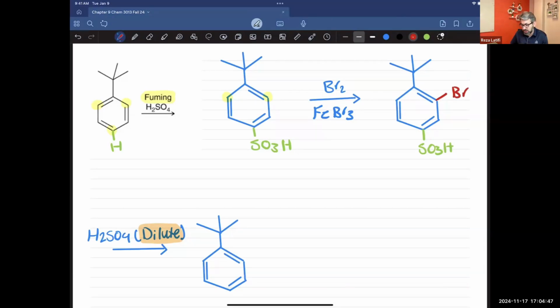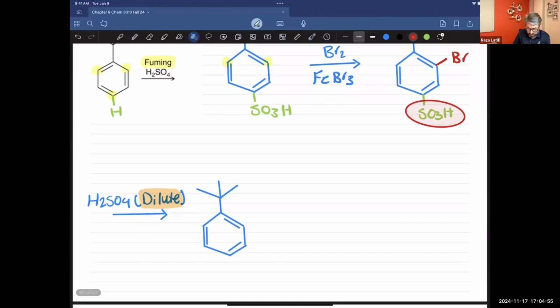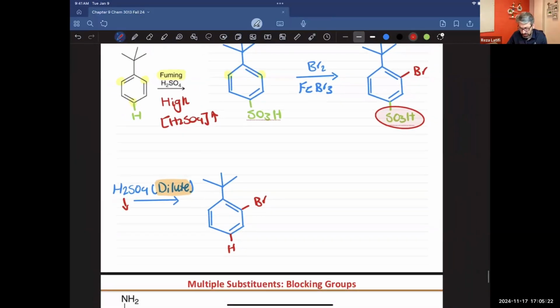Okay, this is our product, but we need to get rid of this substituent, and the way I'm going to get rid of it is to use a low concentration. So this one will be a low concentration or diluted solution, while the first one was a high concentration. So the concentration of H2SO4 was high, and here the concentration is going to be low or diluted, and that group will be replaced by H, and here I will have Br. Okay, so now that's going to be my product.